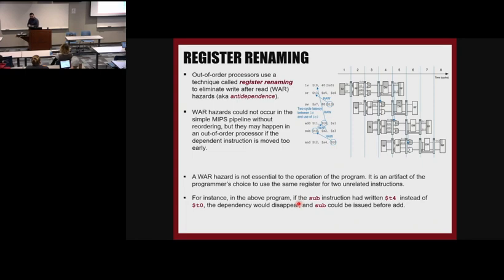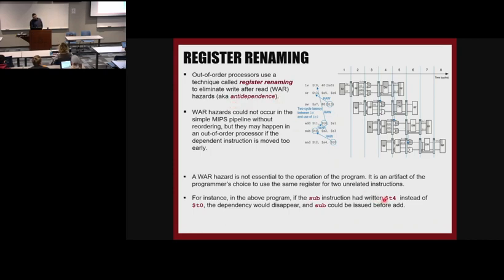Now, this is just a reminder that when we have an anti-dependence hazard or write after read hazard, it is usually caused because of the programmer choosing to use the same register for 2 different instructions when they didn't have to. So if you use 2 different registers, some of these problems are going to be resolved. And that's the technique that we're familiar with, register renaming. Register renaming can help us to get rid of some of these write after read dependencies.